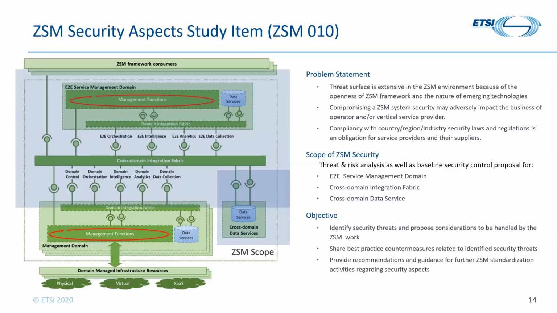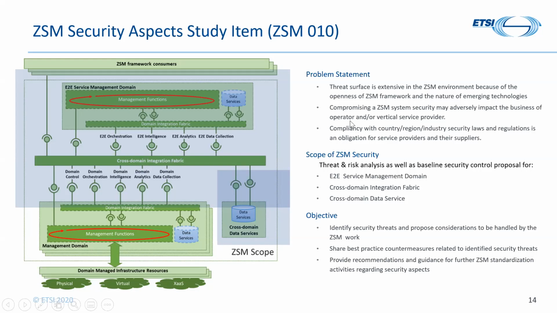The security aspect study item is captured in ZSM 10. It aims to outline a list of security controls or countermeasures in order to raise awareness of security aspects that could be considered in ZSM specification. The report will explore the relationship between security controls and technology-specific solutions.